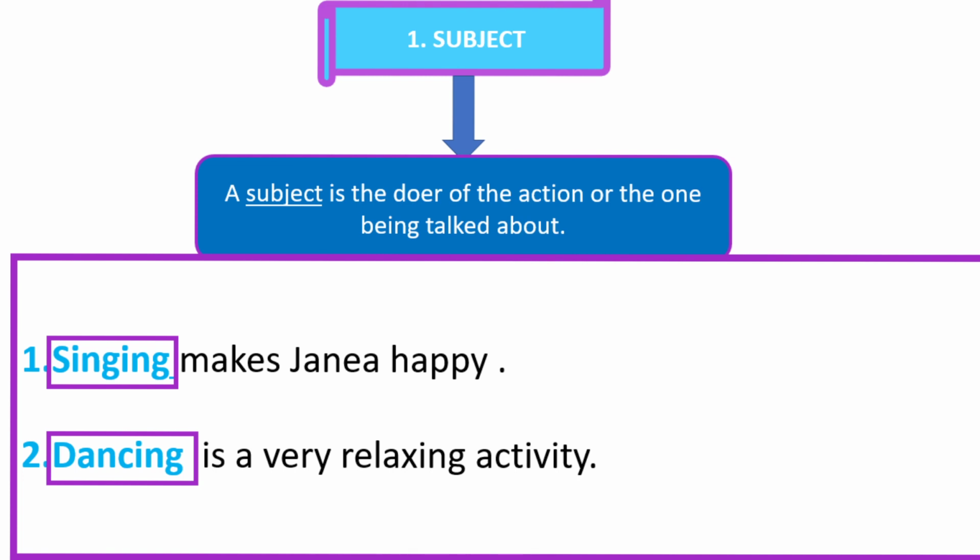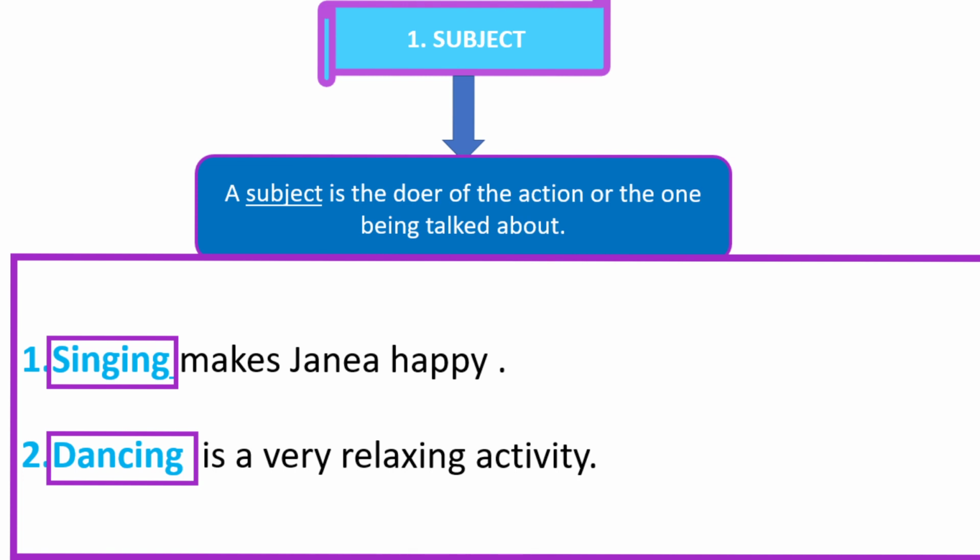Number one, singing makes Janaea happy. The gerund here is singing. Singing here functions as a subject of the sentence. It is the one being talked about. So let's ask a question. What makes Janaea happy? Singing. Singing is the one being talked about. So singing is the subject of the sentence.